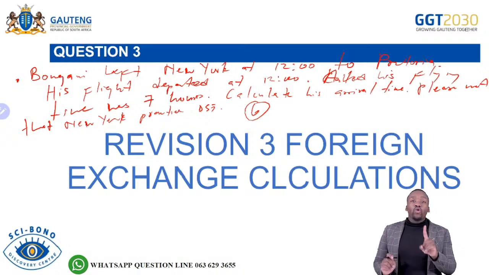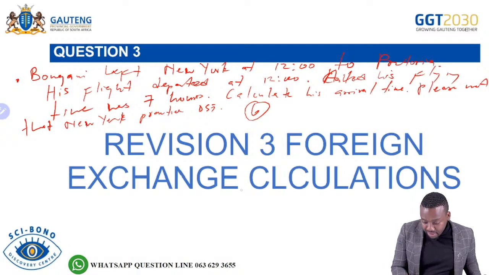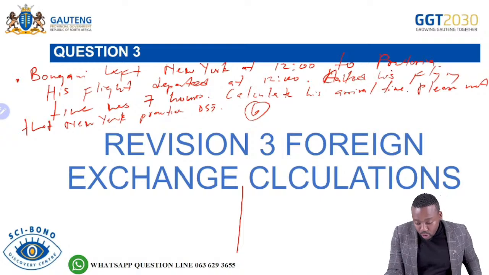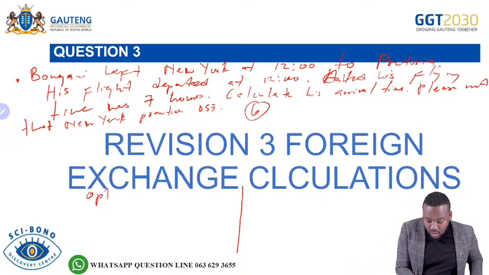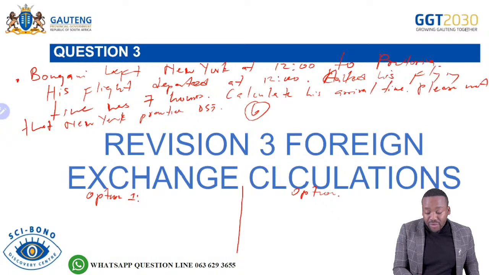Here I'm going to show you 2 steps on how to answer this. 2 options. So there's option 1 and then there's option 2, right? Let's do the first option. Option 1, and here is option 2. Now we are calculating time with what? With a DST. What is step 1? Identify your time zone. What do we have? We've got New York.